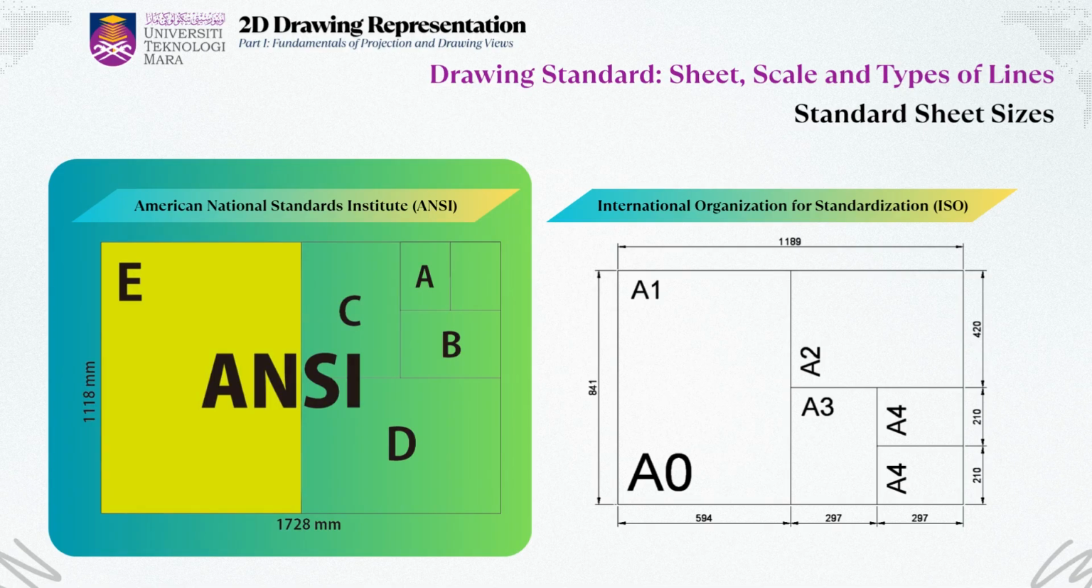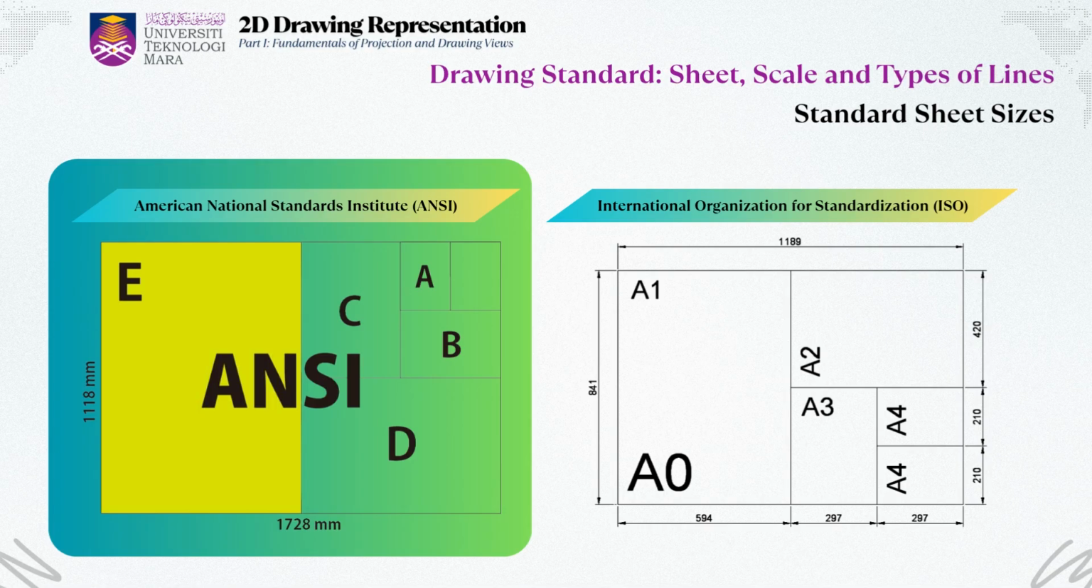ANSI sheets are labeled alphabetically from A to E, where A is the smallest and E is the largest. For example, ANSI A is typically used for standard reports and printouts, about the size of regular letter paper, while ANSI E is used for large format drawings like architectural or engineering plans. Each size is scaled either by doubling or halving the dimensions depending on orientation. So if you fold an ANSI D sheet in half, you get the size of an ANSI C sheet, and so on.